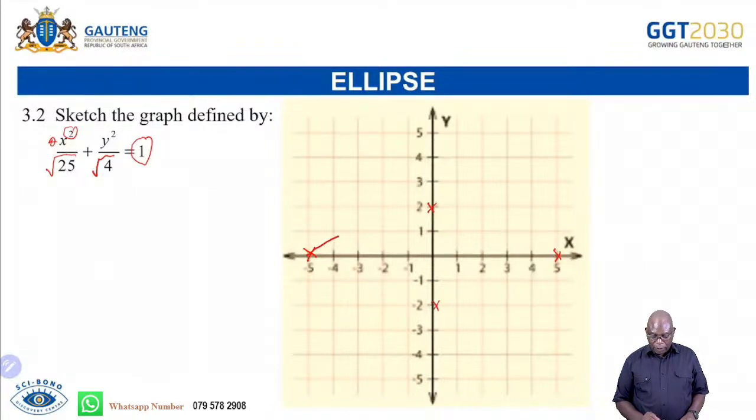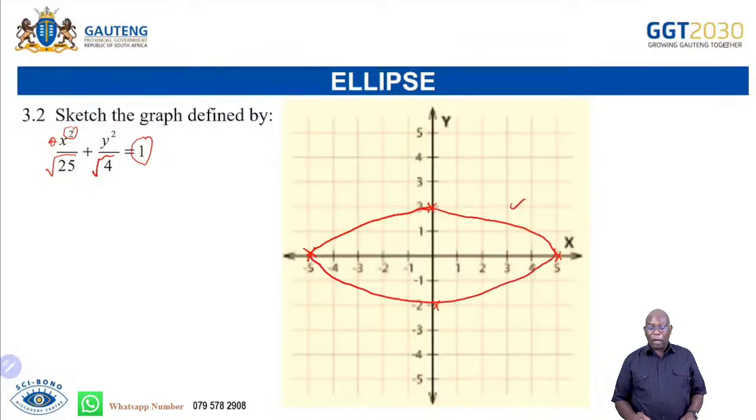Just take your pen, don't use a ruler, connect these points, connect that point, connect that point, and voila, you have your ellipse. That's three marks. Because 1 mark will go for the x-intercept, 1 mark for the y-intercept, 1 mark for the shape. Easy, easy, easy 3 marks. Every one of us must be able to get those 3 marks. These are easy 3 marks.